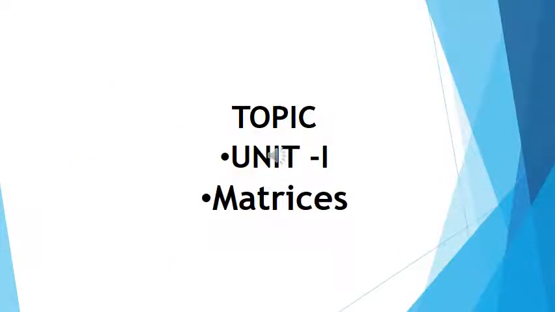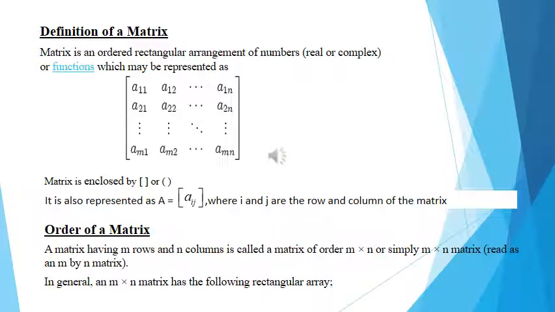Here we are going to learn about matrices. This is the first unit in Allied Mathematics. To start with, we are going to learn about the definitions in matrices. What is a matrix? A matrix is an ordered rectangular arrangement of numbers. It can be either real or complex numbers or any functions in this.